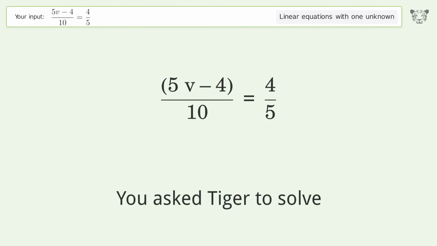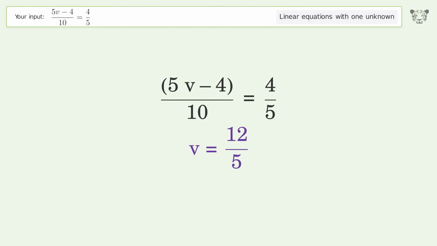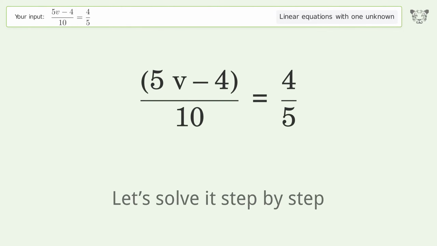You ask Tiger to solve this. This deals with linear equations with one unknown. The final result is v equals 12/5. Let's solve it step by step.